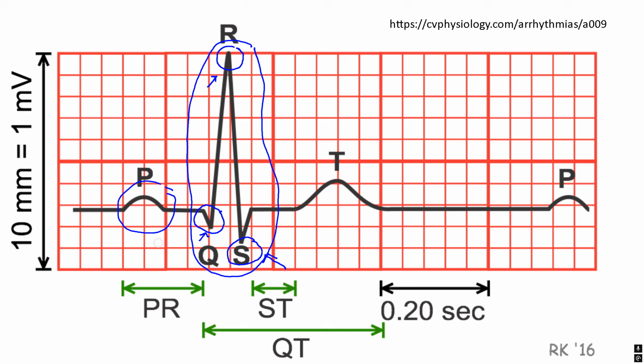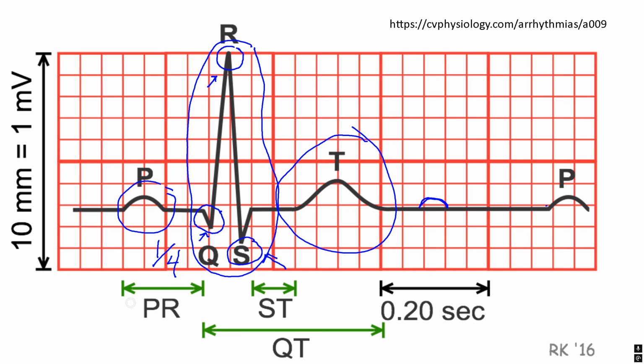And remember, a pathologic Q wave is one that's greater than 1/4 of the amplitude of the QRS. You can see in this normal example, this is not greater than 1/4 of the amplitude of the QRS, so it's not pathologic. The T wave represents ventricular repolarization. Sometimes there can be a U wave, sometimes there's not, and then it goes back to the P wave.